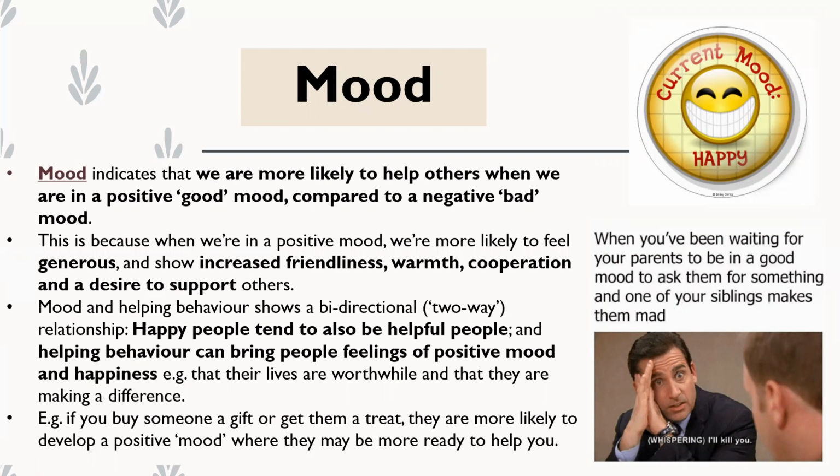For example, if I am in class and I'm in a super bad mood and I'm super grumpy and angry and I'm screaming every second, you're not going to ask me, "Miss, can you extend the SAC date?" in that situation, because you know that I'm not in the mood to probably say yes to that. Whereas if you catch me when I'm a little bit more happy or in a better mood, I'm probably more likely to entertain that idea. So it's a bi-directional, two-way relationship. Happy people tend to be helpful people, and helping behavior can also make you happy or bring you feelings of happiness. So that's the relationship between mood and helping behavior.